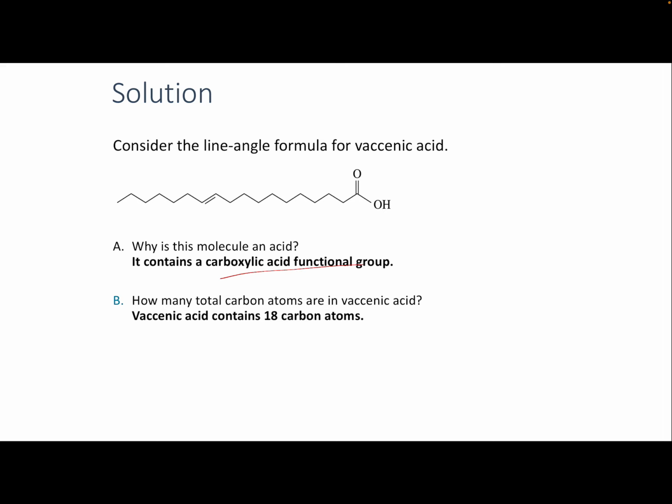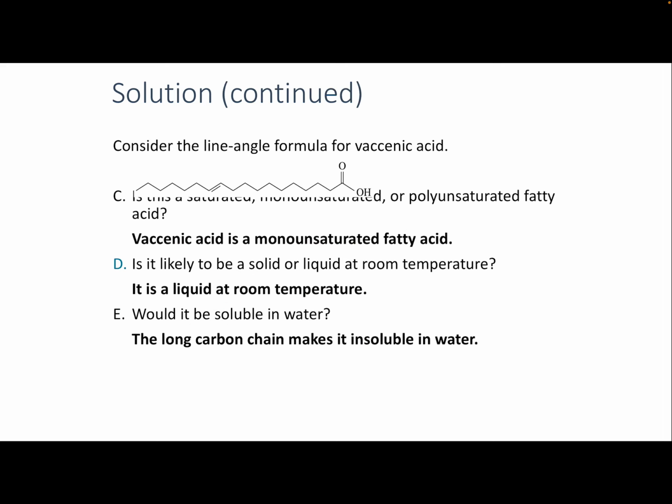So it's got the functional group for carboxylic acid. It's got 18 carbons. It's a monounsaturated omega 9. 1, 2, 3, 4, 5, 6, 7. Omega 7. Liquid at room temperature, because I guess room temperature is around like what, 25? So this would, if we go back and look, one double bond usually lowers it to right around 0. Would it be soluble in water? No. Too many carbons.